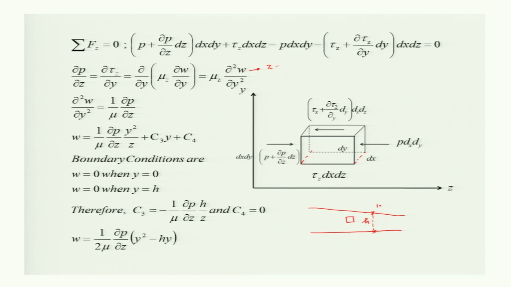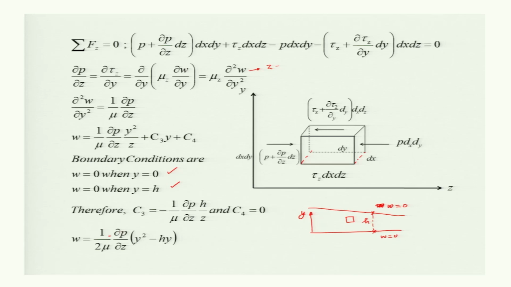Okay. So W, which is the velocity of the fluid, small w, in the direction of the axis, or the axial direction, is 0 at this location, and W is also 0 at this location. This is the direction of y, so when y is 0, W is 0, and when y is h, then also W is 0. So, the two boundary conditions are this one.